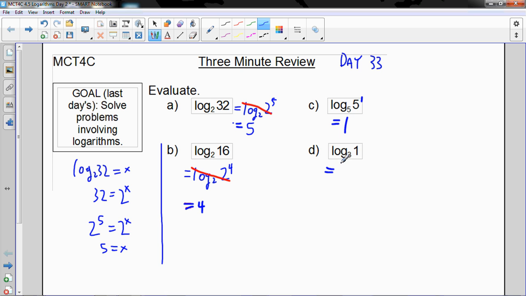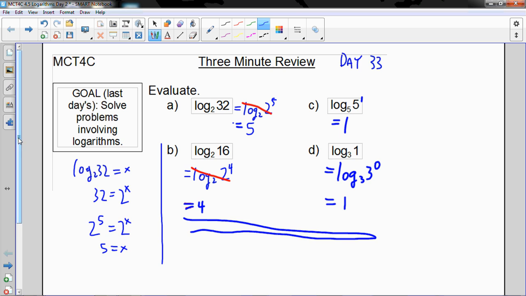Now this one's weird, because I'm thinking, okay, how do I get an answer of 1 when the base is 3? What exponent would give me an answer of 1? Well, remember, anything to the exponent 0 is 1, so this answer is 0. There's some things that we can do.